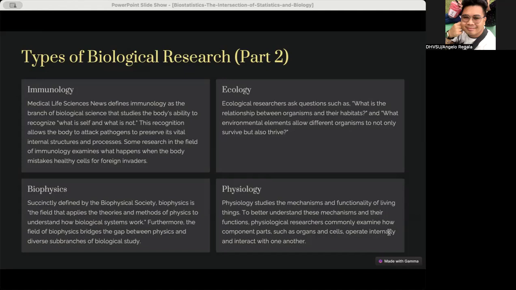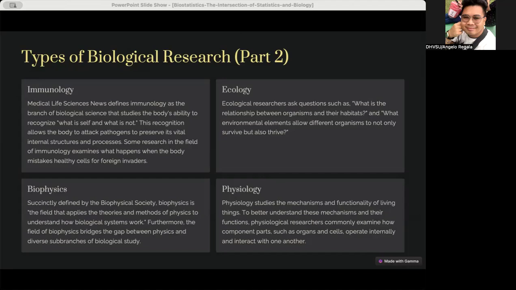The seventh one is biophysics. The Biophysical Society defines biophysics as the application of theories and methods of physics to understand how biological systems work. So it bridges the gap between physics and diverse sub-branches of biological studies.